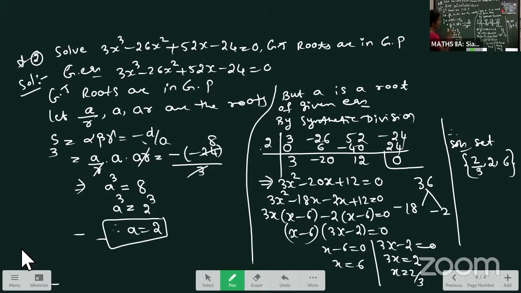When we get one root, directly by doing synthetic division, we can find out the other roots. So here you write, A is a root of the given equation. Therefore, by synthetic division, take the coefficients in order and do the synthetic division. We will get a quadratic equation. After getting the quadratic equation, find out the roots. You will get 2 different roots here. So finally, the solution set becomes 2 by 3, 2 and 6.